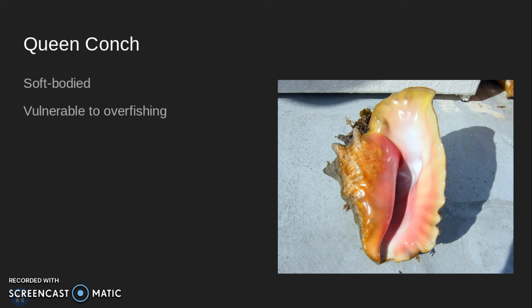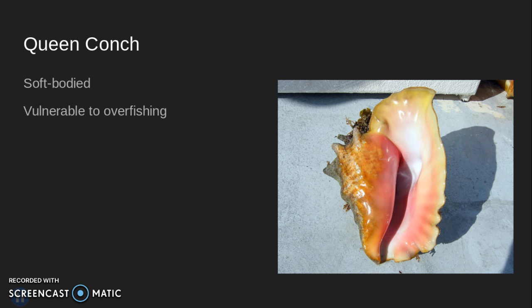Queen conch are a mollusk that eats algae. They are a heterotrophic herbivore who belongs to some of the same taxonomic groups as clams, oysters, octopi, and squid. They are normally found in the Florida Keys in high numbers, and due to a collapse in conch fisheries, it is now illegal to fish for conch in Florida.